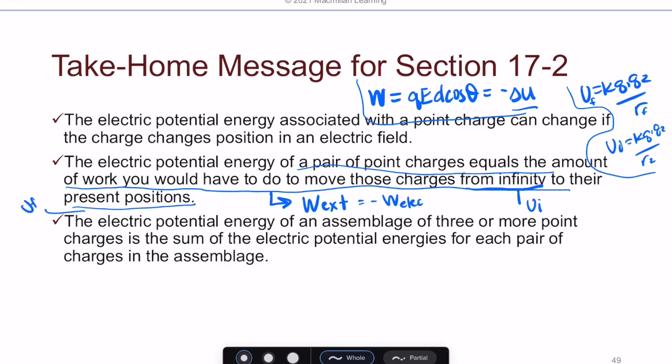So it's just a way to conceptually think about this. But in order to use the equations to describe it, we need to recall that the external work done is equal to the negative of the work that the electric force would have to do. And then finally, we can just straight up add the electric potential of more than 2 charges together, okay, by considering each unique pair and adding up the potential between each unique pair.